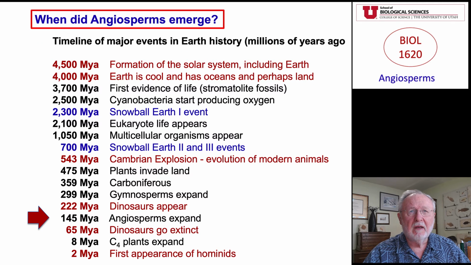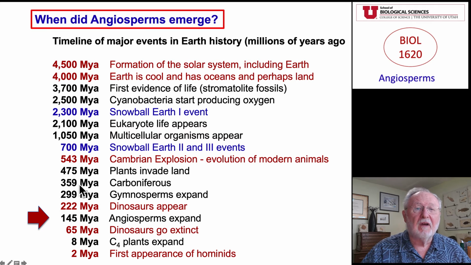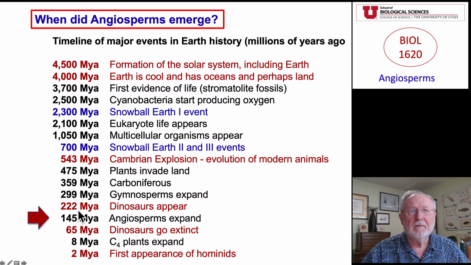So going back into this timeline, we have plants invading land after the Snowball Earth 2 and 3 and after the Cambrian explosion. We have the Carboniferous with the lycophytes, and then we have gymnosperms expanding as CO2 concentrations went down. And as they went down even further, angiosperms began to expand. The last stage in angiosperm expansion that we'll talk about towards the end of class today is going to be an expansion of C4 plants, a much more efficient photosynthetic pathway within the angiosperm.